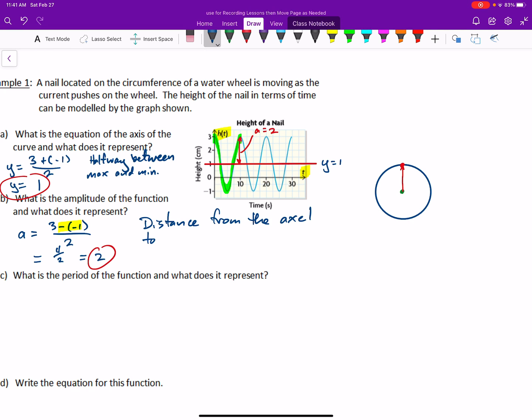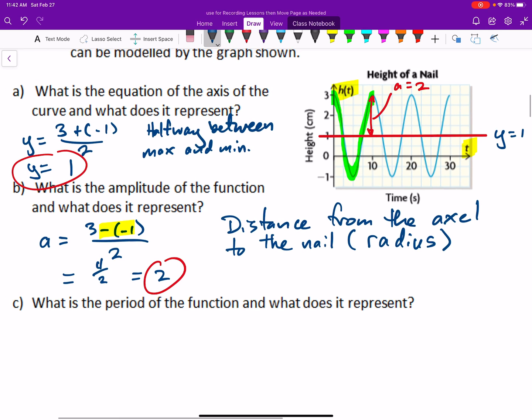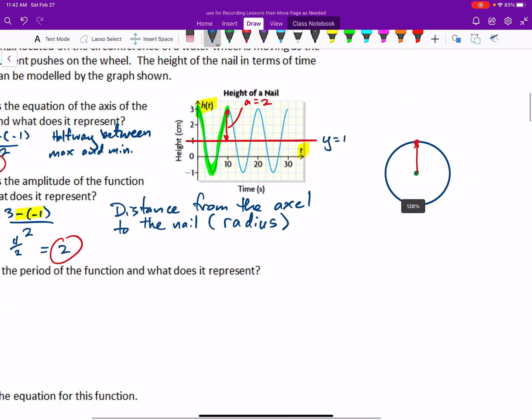So the distance from the axle to the nail, which happens to be on the circumference, is the radius of the wheel. Now that I've realized that's what this question is getting at, let me backtrack for a second and talk about what the equation of the axis is.